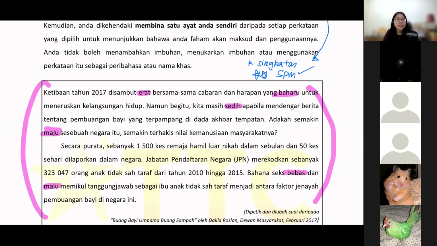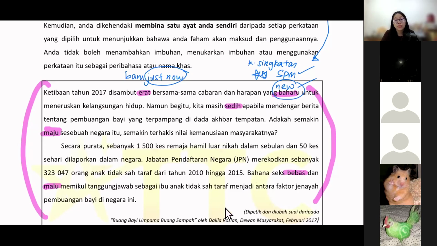Here. All this is kata adjective because it describes something. Baharu means new. It's not baru. Baru is just now. It's a different thing. So Baharu is new, baru is just now. Don't confuse yourself.